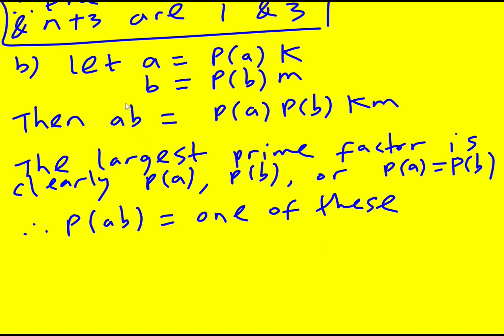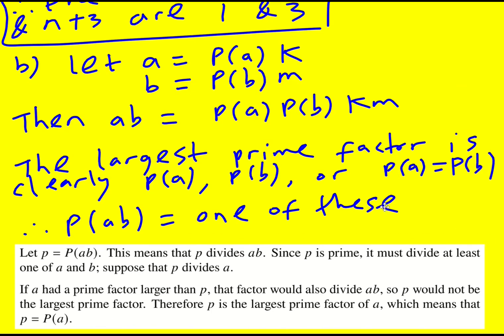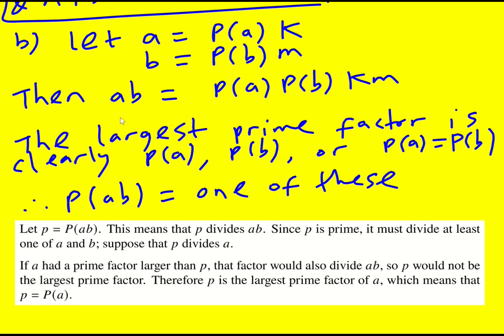Now, the official answers do it slightly differently, so I'm pretty confident my argument is fine, but here's how they do it. They say let P equal P(ab). This means that P divides ab. Since P is prime, it must divide at least one of a and b. Suppose P divides a. If a had a prime factor larger than P, that factor would also divide ab, so P would not be the largest prime factor. Therefore, P is the largest prime factor of a, which means that P is equal to P(a). So just a bit of a proof argument made. I think both of these answers are okay.